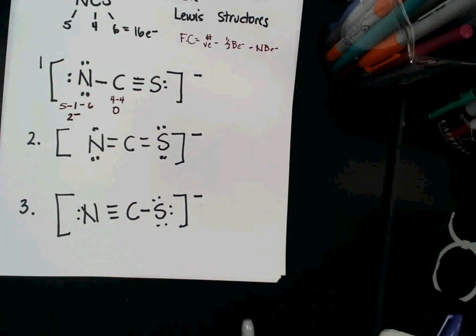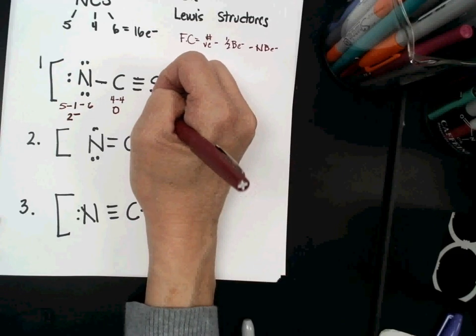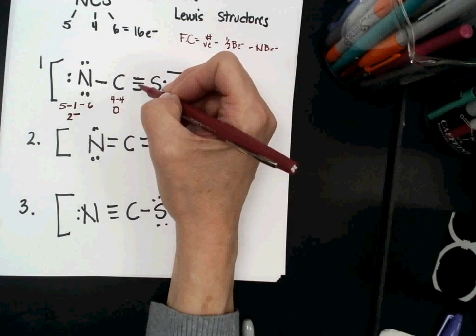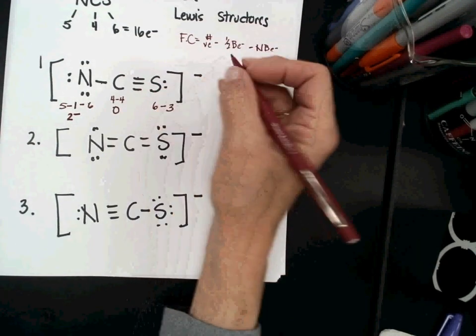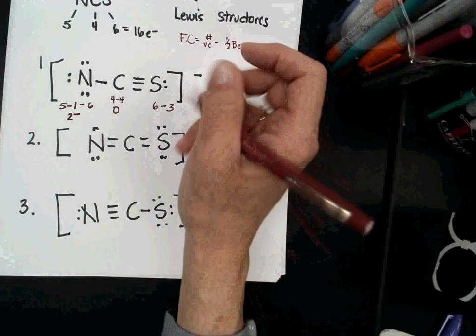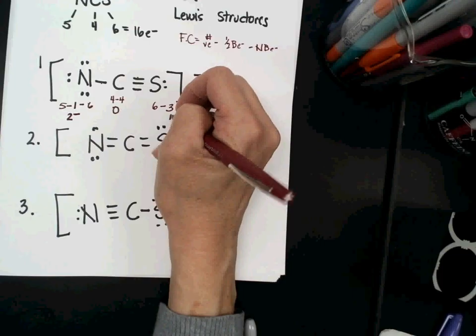Then I have to look at the sulfur. Sulfur has how many valence electrons? 6 minus 1/2 my bonding electrons, 2, 4, 6. That would be minus 3. And then I have non-bonding, I have 2. So basically that's 6 minus 5. So I have a plus 1 here.